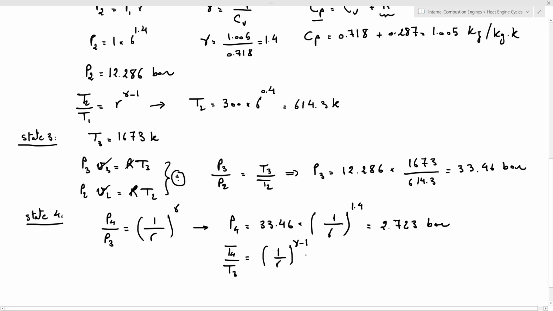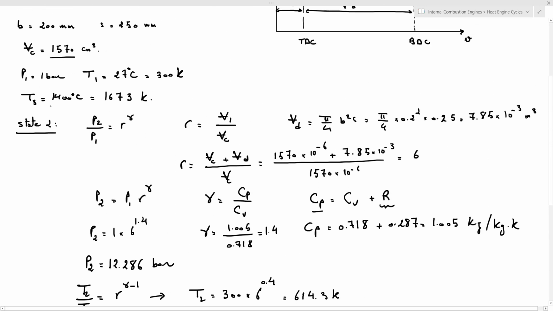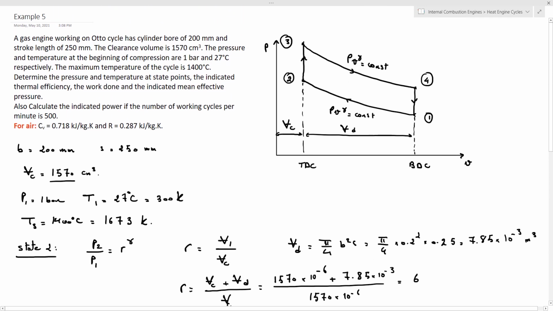Now for the temperature, we have T4 divided by T3 equal to 1 over R to the power gamma minus 1. So T4 is T3, 1673, multiplied by 1 over 6 to the power 0.4. So T4 will be equal to 817.025 Kelvin. So now we know all the temperatures and pressures at all state points.